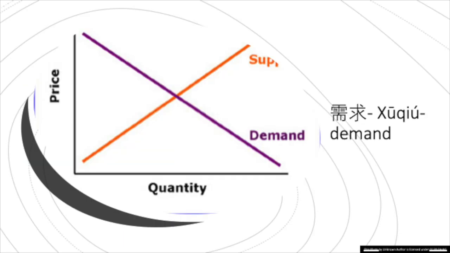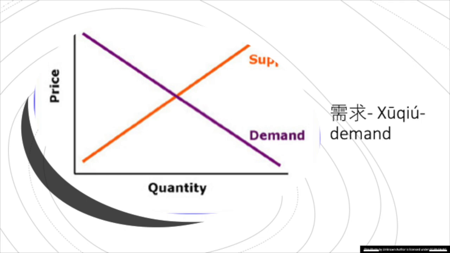Okay, so our next word is 需求. 需求 means demand. And on this graph, you can see that if price is very high and quantity is low, demand is also very high. So 需求 is very high. If price is low and quantity is high, demand is very low. So 需求 would be low.